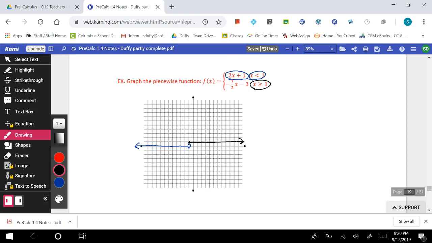So we know that on the black one, just like the previous one, we're going to fill in at negative 1. And for the blue function, it's going to be an open circle. Let me erase this because those aren't actually right. Okay, so let me do an XY chart for 2x plus 1.